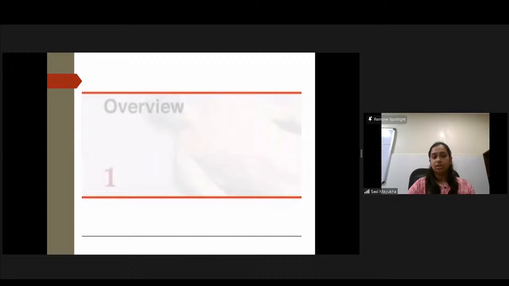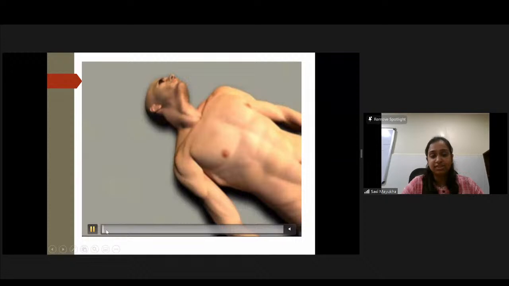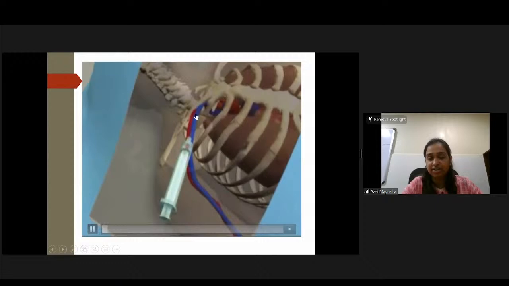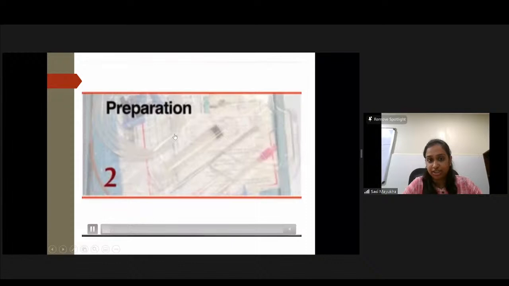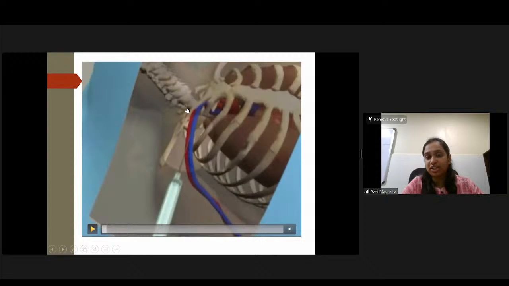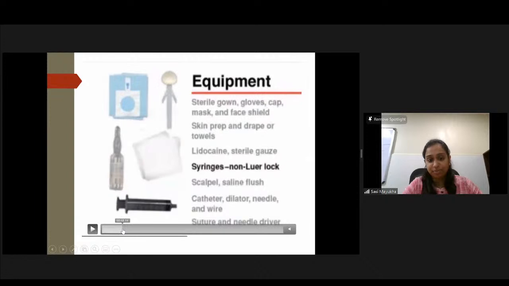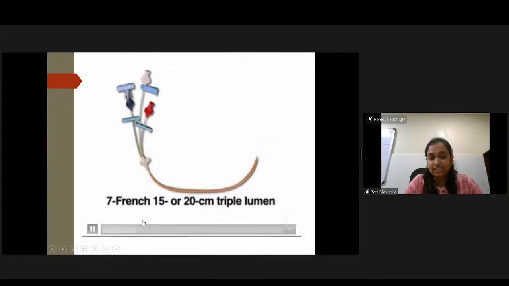So this is a representation of the subclavian approach. Here you can see this is the subclavian artery and this is the subclavian vein. So as I was telling you, you have to palpate for the clavicle. After you palpate for the clavicle and the sternal notch, go below the junction between the medial two-thirds and the lateral one-third, go below it and then aim towards the sternal notch. So once there is a blood aspirate, this is the triple lumen catheter which we were talking about earlier. The same thing has to be placed here also.